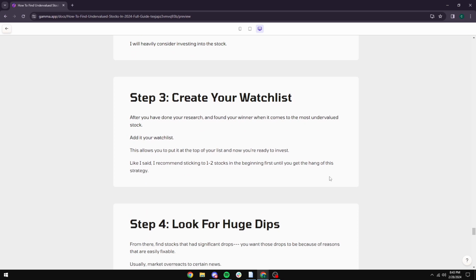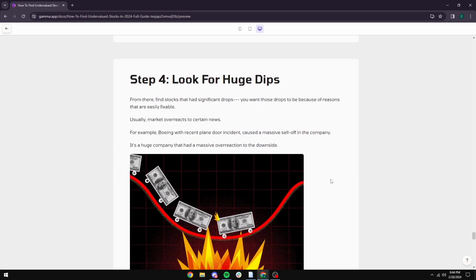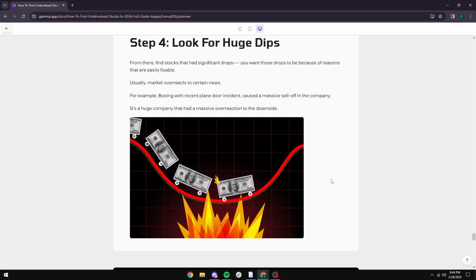Step 3. Creating your watch list. After you've done your research and found your winner when it comes to the most undervalued stock, add it to your watch list. This allows you to put it at the top of your list, and now you're ready to invest. Like I said, I recommend sticking to 1 to 2 stocks in the beginning first until you get the hang of this strategy. And step number 4, you want to look for huge dips.